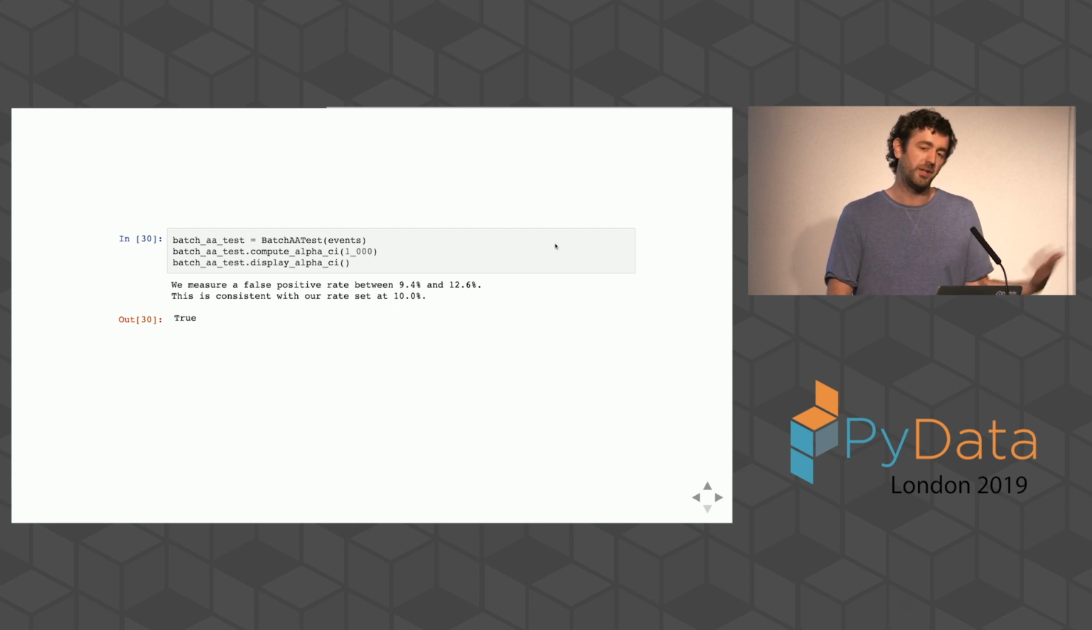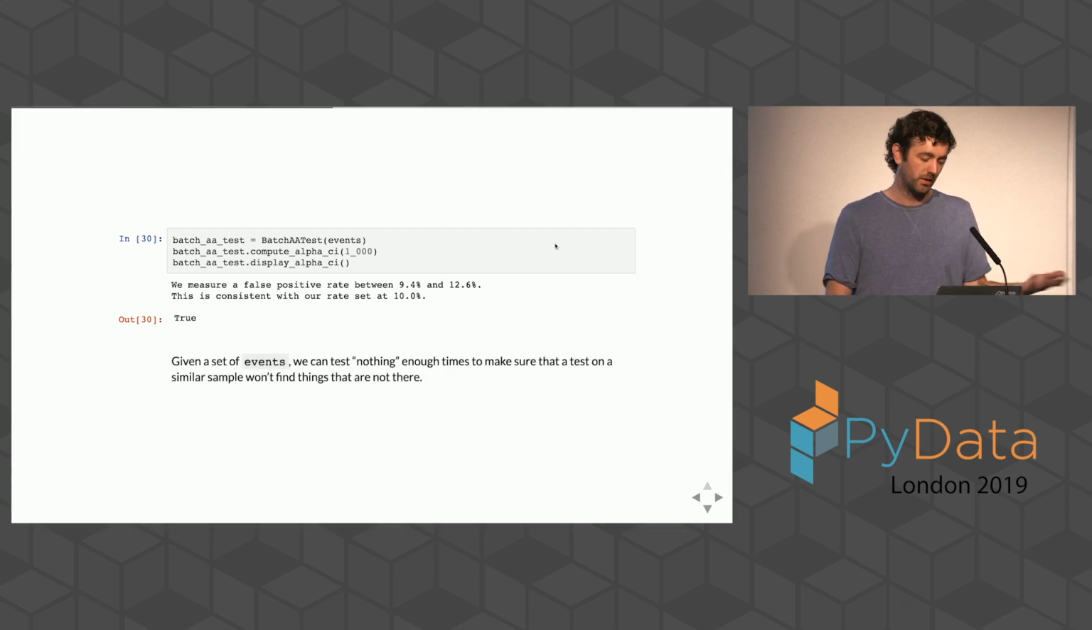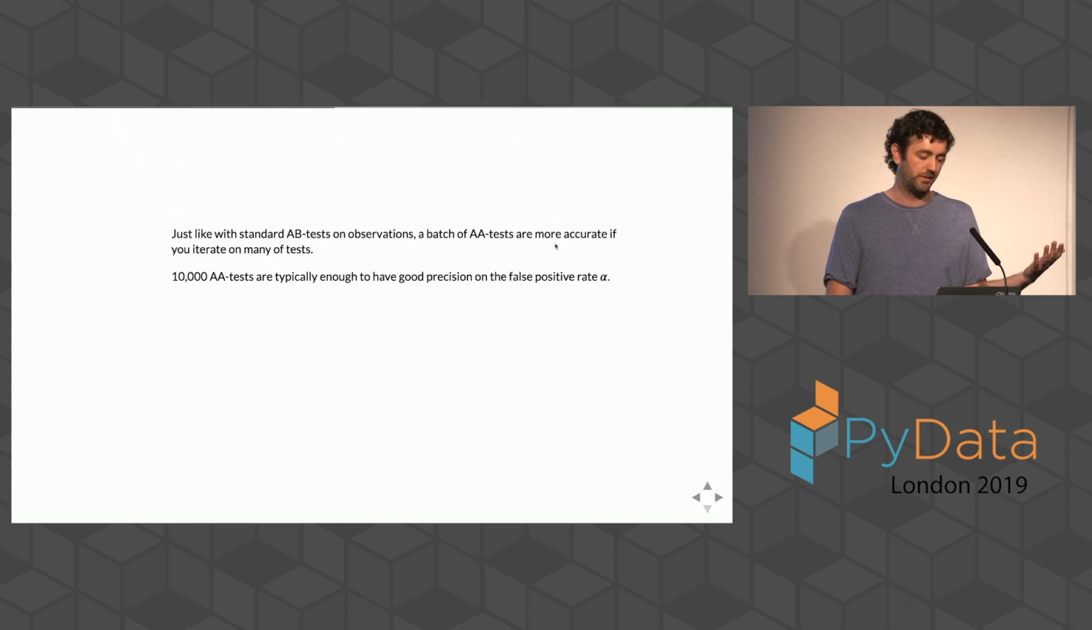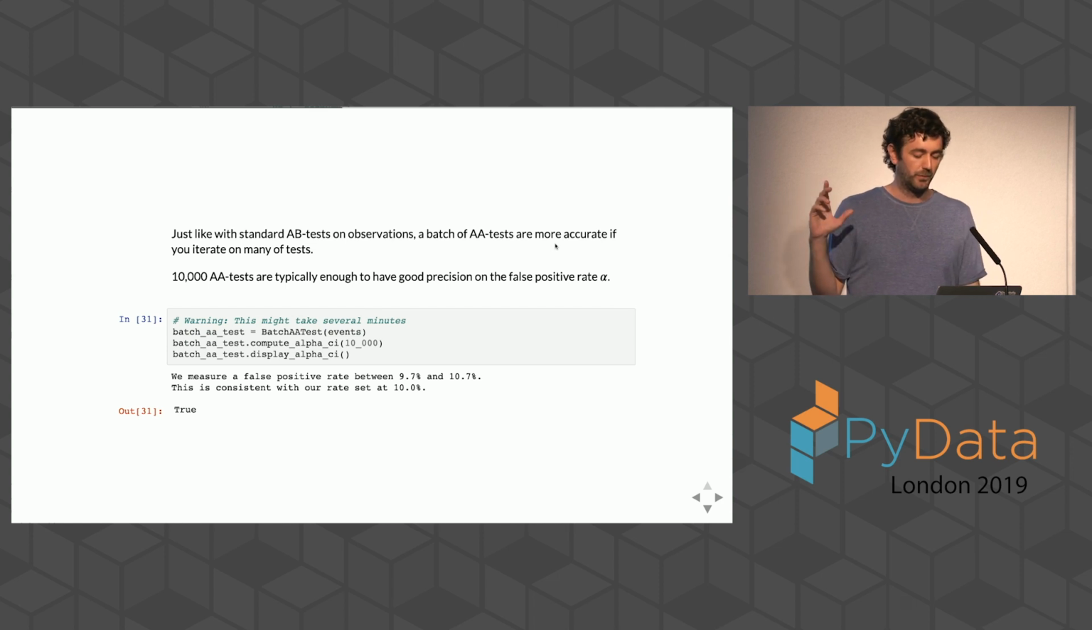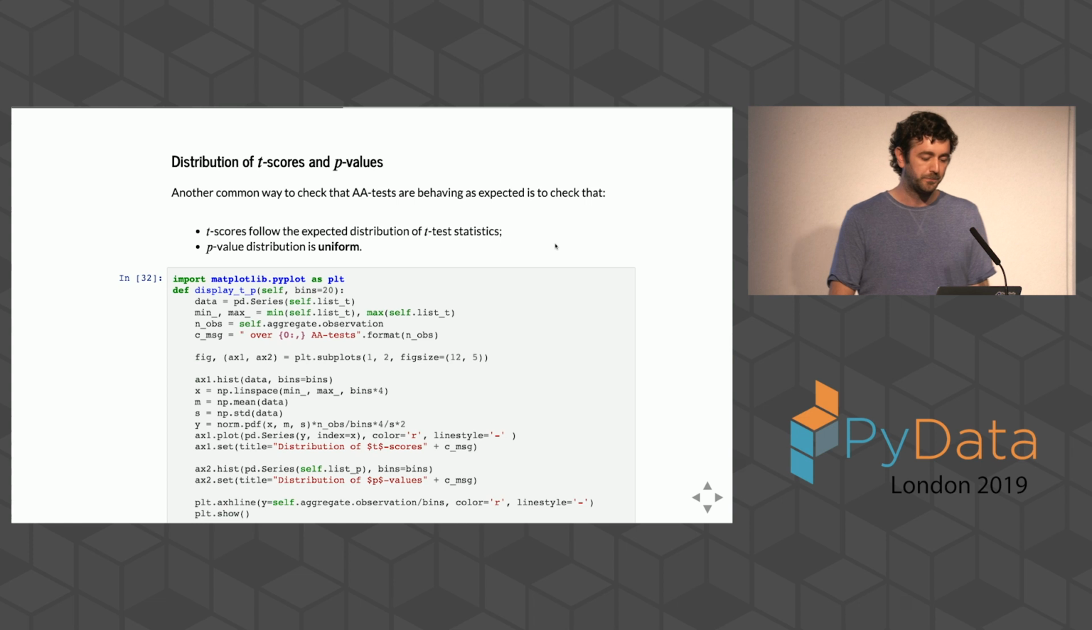So what we can do is rather than running 1,000, let's run 10,000 and see what happens. Okay, now the false positive rate is between 9.7 and 10.7, and we have an alpha of 10%, so apparently everything is okay. So just a sanity check, your code is working okay, it's doing proper A/B testing. But we can also use A tests for other things, and we will see that next.